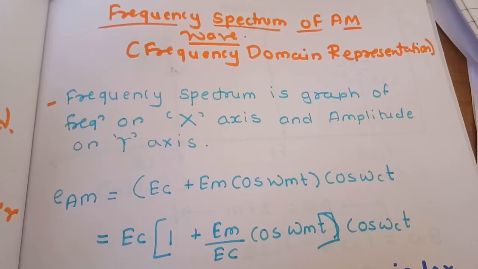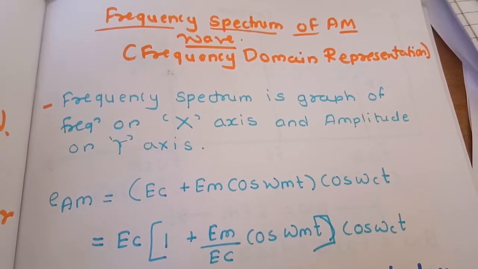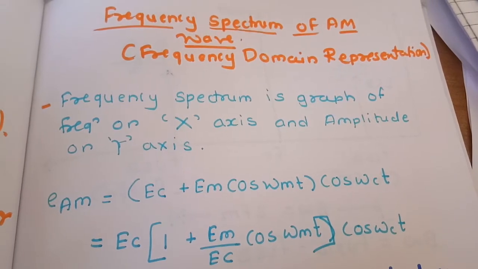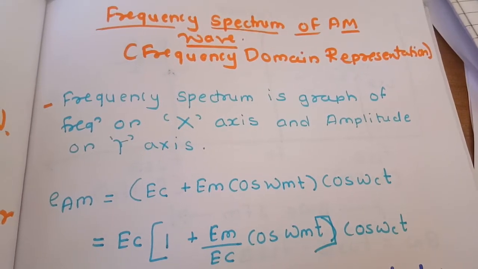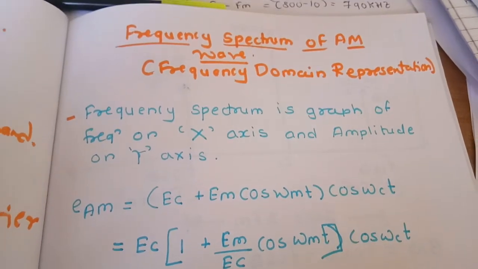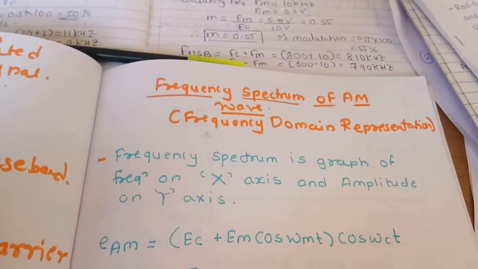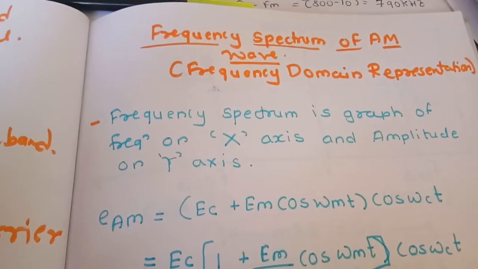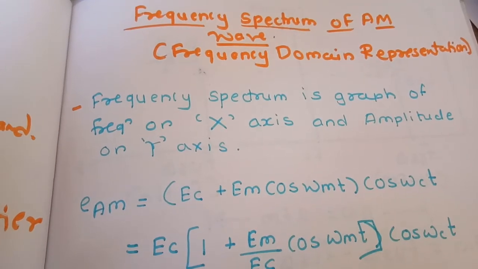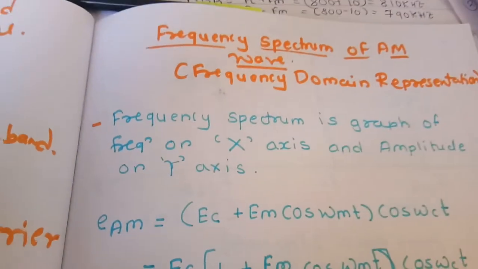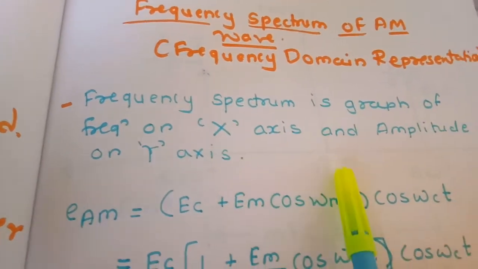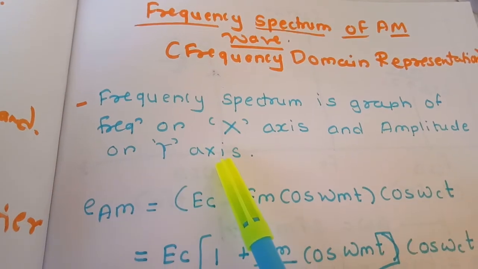In this lecture, we are learning the frequency spectrum of an amplitude modulated wave. We know that there are two types of representation: one is called the frequency domain representation, and the other is the time domain representation. First of all, we will see what we mean by a frequency spectrum. A frequency spectrum is a graph with frequency on the x-axis and amplitude on the y-axis.